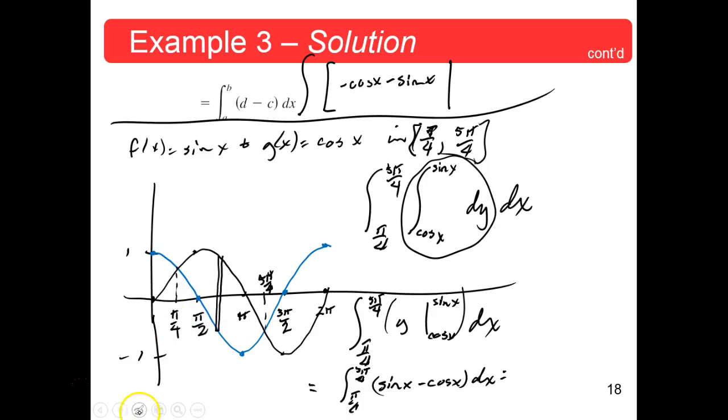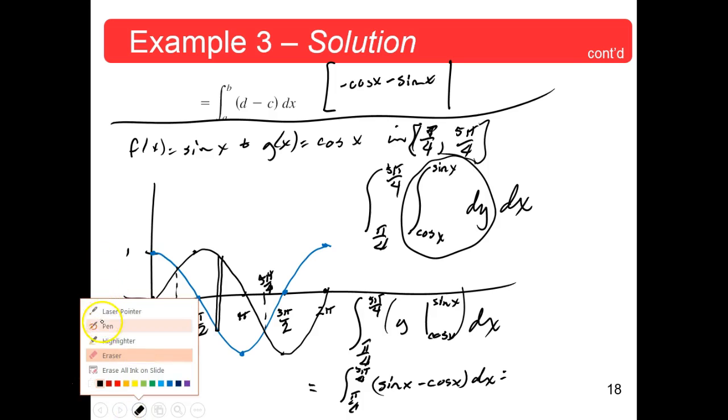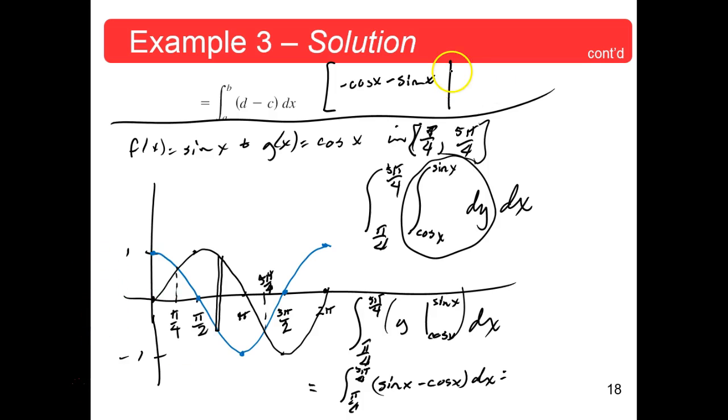And now we plug in, and by the way, we should have drawn. No, I'm sorry, I keep forgetting. We've already done that. Okay, we've already integrated it. We just did. And this is going from 5 pi over 4 to 5 pi over 4.